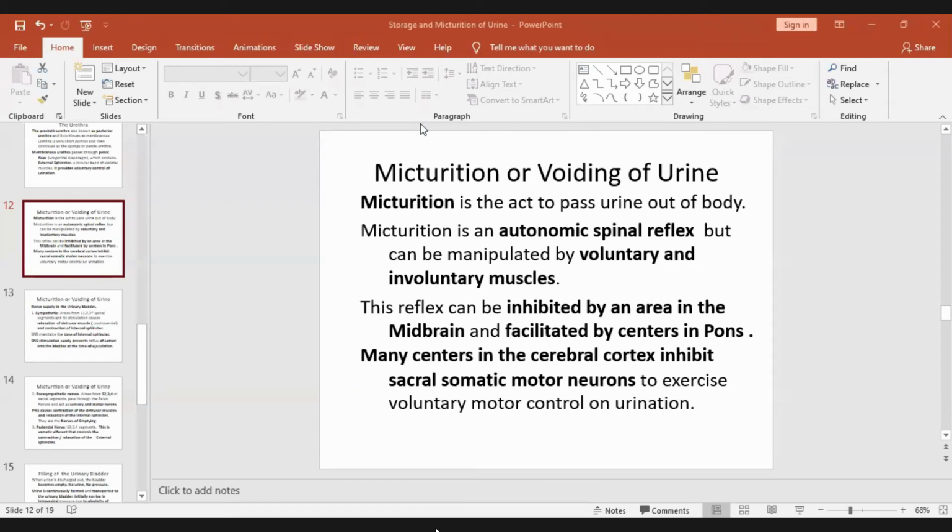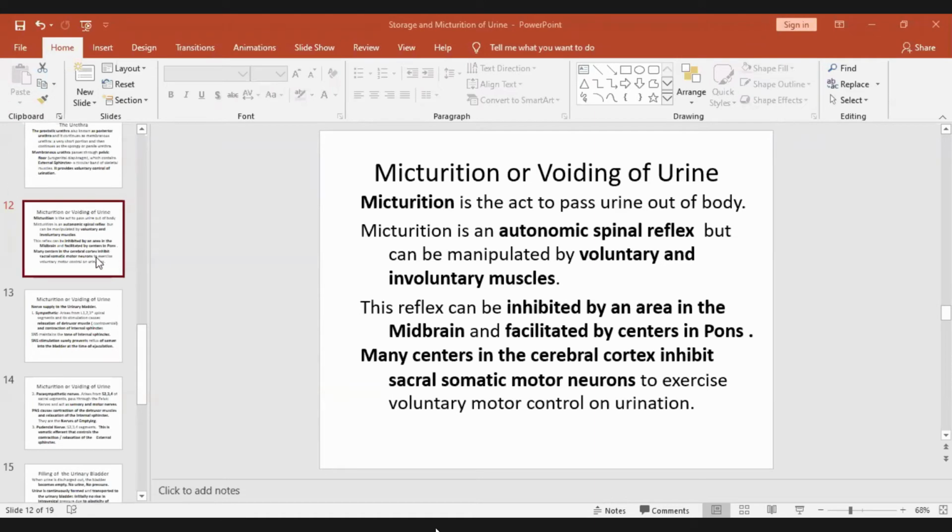Many centers in the cerebral cortex, which is under your willful control, inhibit the sacral somatic neuron to exercise voluntary control over urination. That is, if you develop an urge to pass urine, but the situation is not suitable, then you can suppress it, you can inhibit it, and that is done by the higher centers, the cerebral centers, the cortical centers. Right? Normal inhibition is done by the midbrain centers and facilitated by the pontine center.